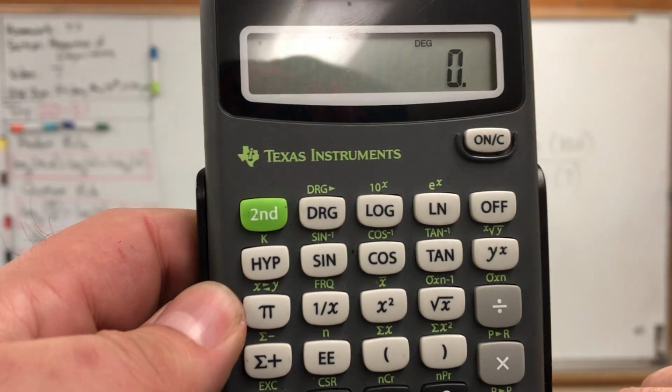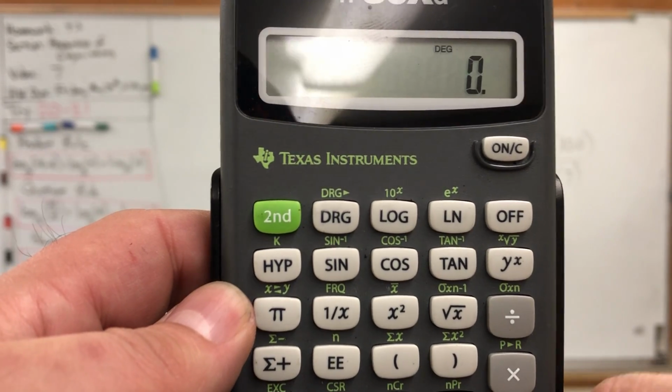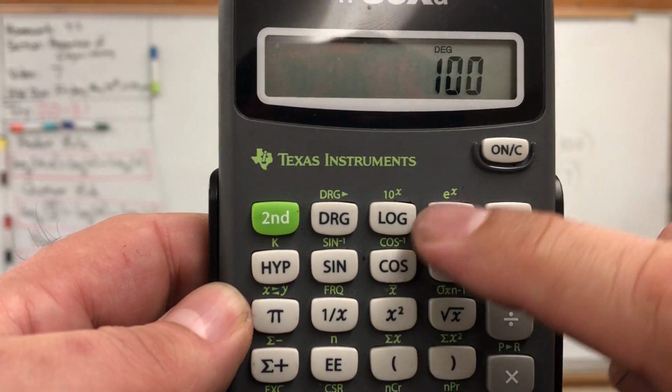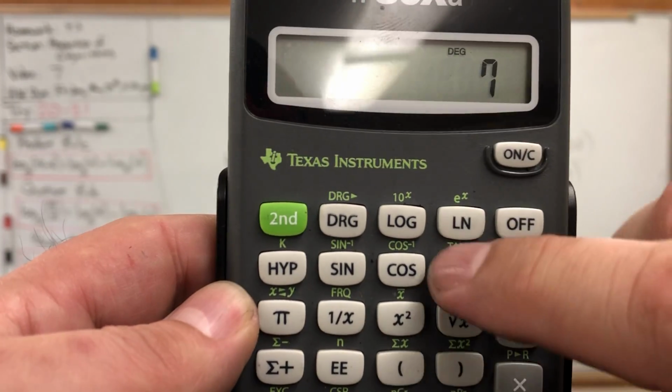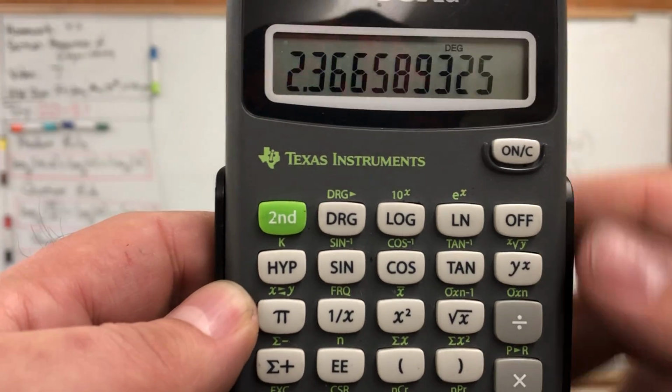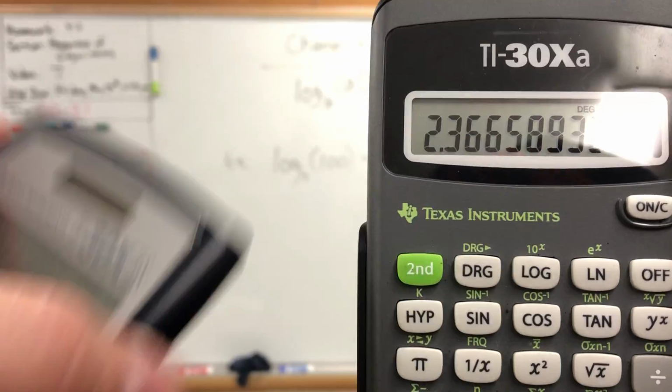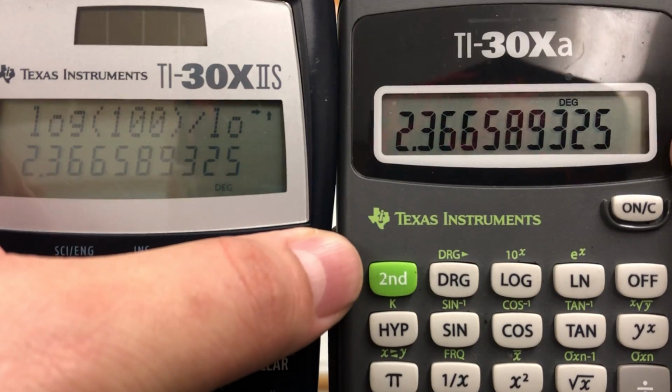And we get 2.366589325. But had we used ln, which I'll do in the other calculator, and remember, in a one-line calculator, before you execute a logarithm, you have to type its argument. So to do natural log of 100, I have to type 100 and then press ln, and then divided by 7 ln, and then equals to finish it. And if I'm not mistaken, we got the same answers.